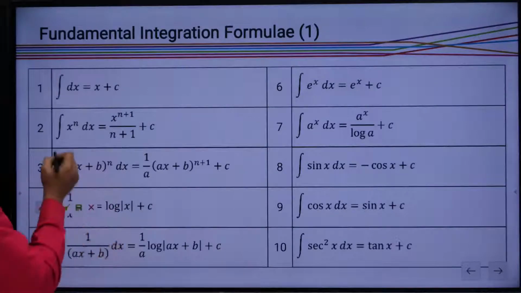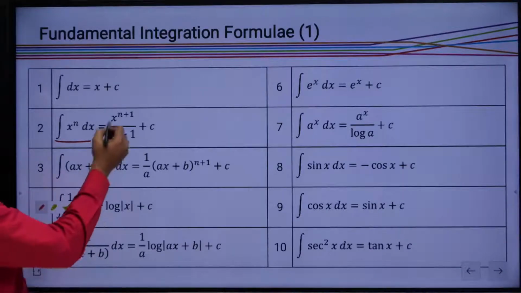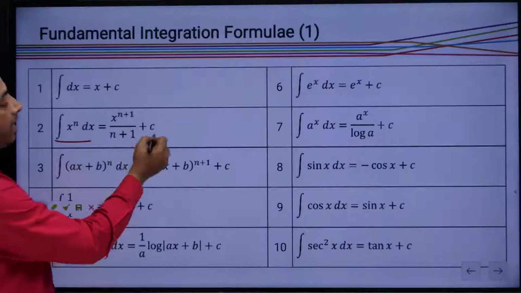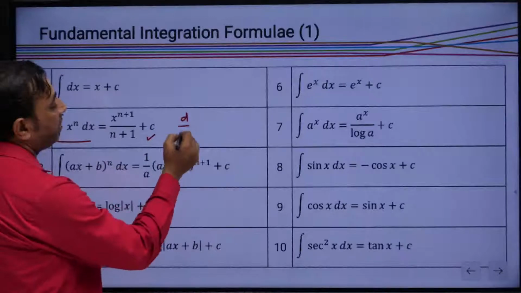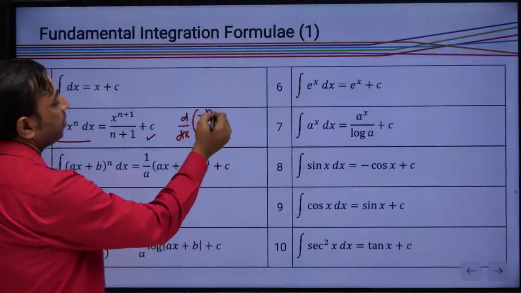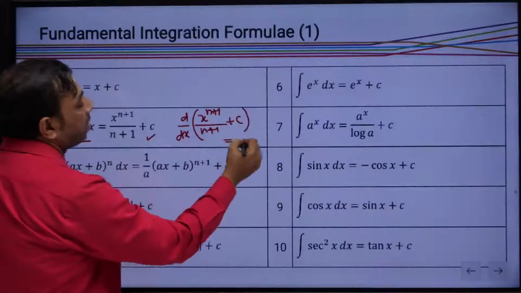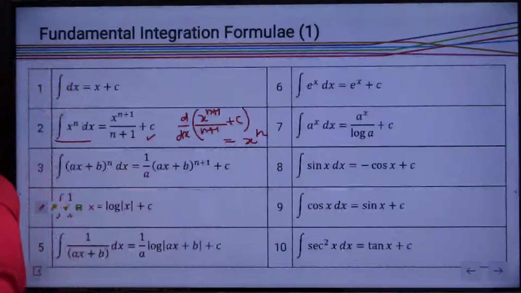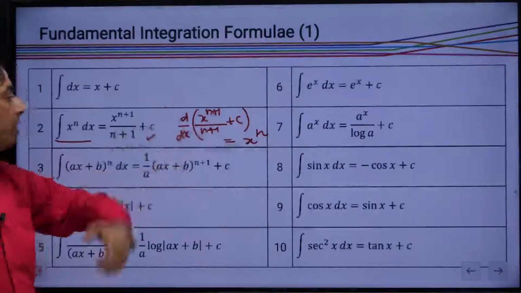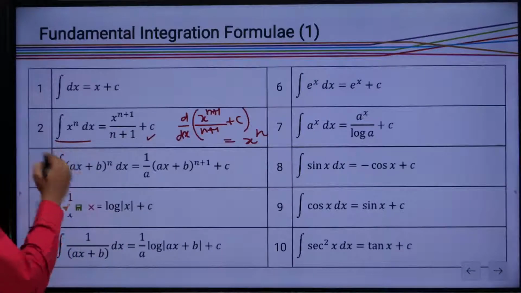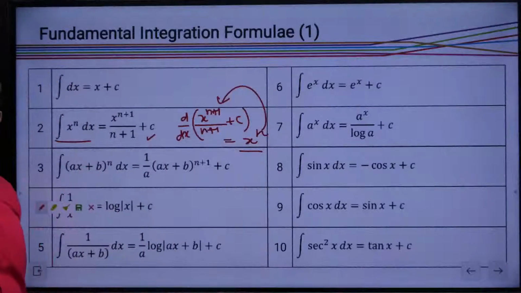Now the second formula is for the integration of x to the power n dx, and this formula is x to the power n plus 1 upon n plus 1, plus the integration constant at the end. You can look at this situation. If we differentiate x to the power n plus 1 upon n plus 1 plus c, I'll get my answer x to the power n. You can verify that on your own. So this is how we get this integration formula. That means if I integrate this function, I'll get back this function as my primitive.